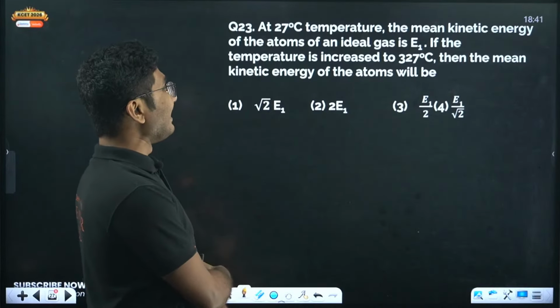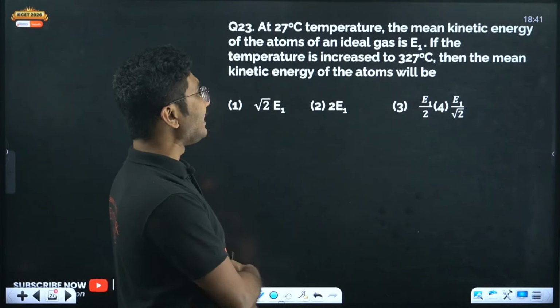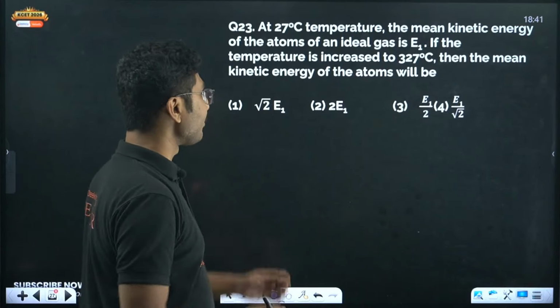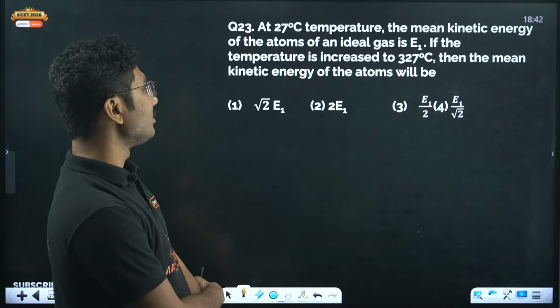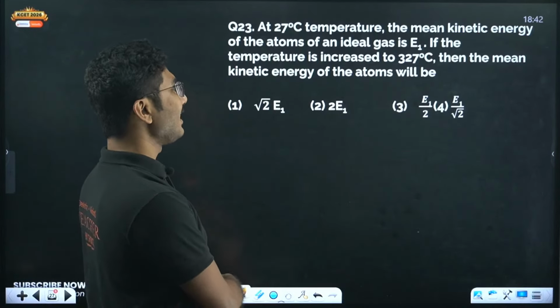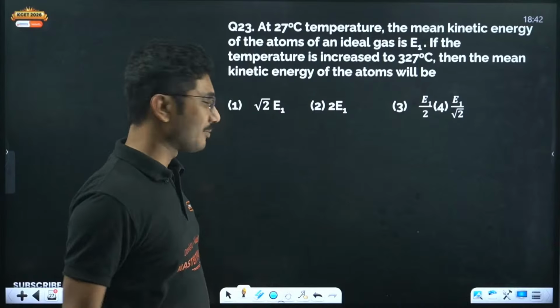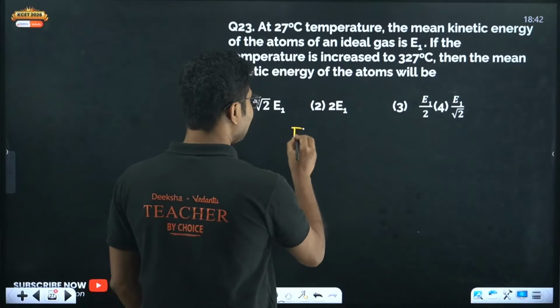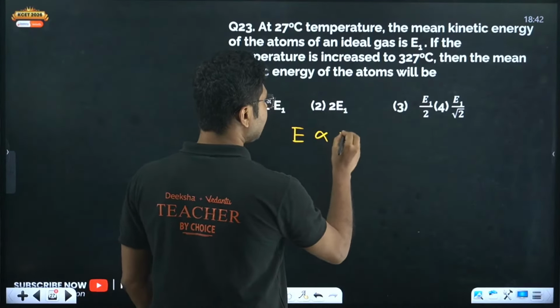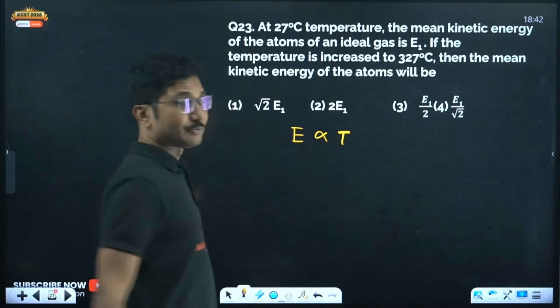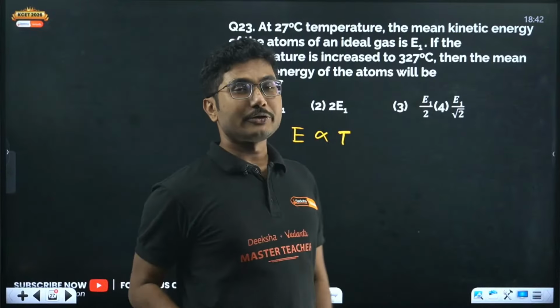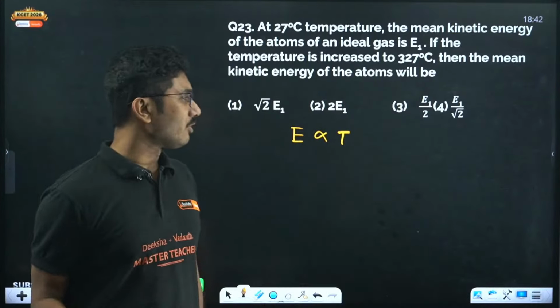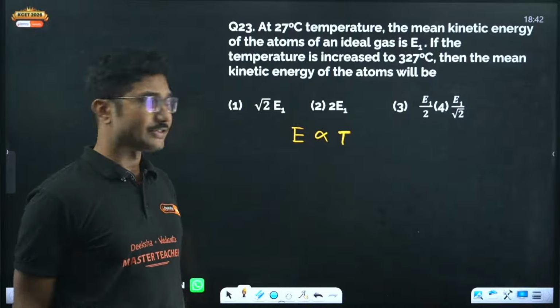At 27 degrees Celsius temperature, the mean kinetic energy of the atoms of an ideal gas is E1. If the temperature is increased to 327 degrees Celsius, then the mean kinetic energy of the atoms will be? So mean kinetic energy of the atom is proportional to its absolute temperature, because it is half kBT. Now that depends on the degrees of freedom. Degrees of freedom is not given, but the constant of proportionality will be the same, okay.